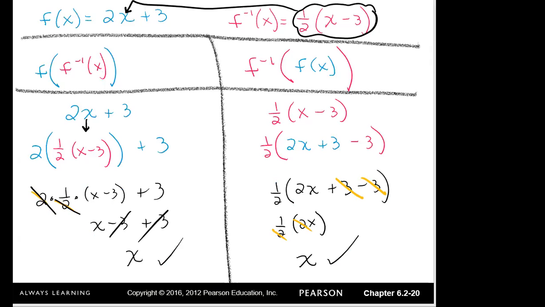And then on the other side, I did the same thing, except I put the blue into the pink where the x is. So the original function in red was 1/2 x minus 3, and in place of the x, I put 2x plus 3. And then of course the 3's canceled, and then 1/2 times 2x, the 2's cancel, and boom, I'm left with x again. So that verified it. And they both come out to be x. I know that the 2x plus 3 and the 1/2 times x minus 3 are inverses of each other.